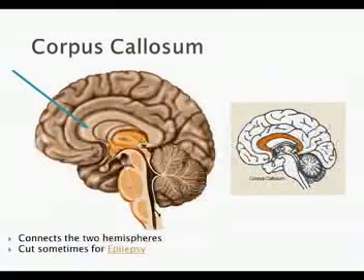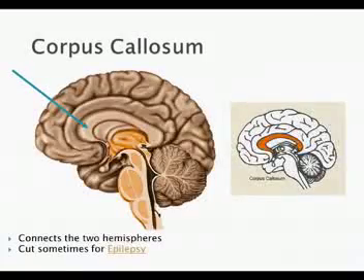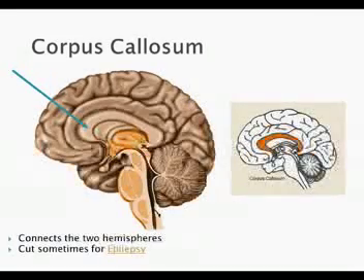All right, so again, we're going to hit this corpus callosum. This is a structure that connects the two hemispheres, and we'll watch a really interesting video of what that means. What is the significance of the hemispheres communicating with each other? We just talked about how certain hemispheres are specialized to do certain things. Well, what happens when those hemispheres can no longer communicate?